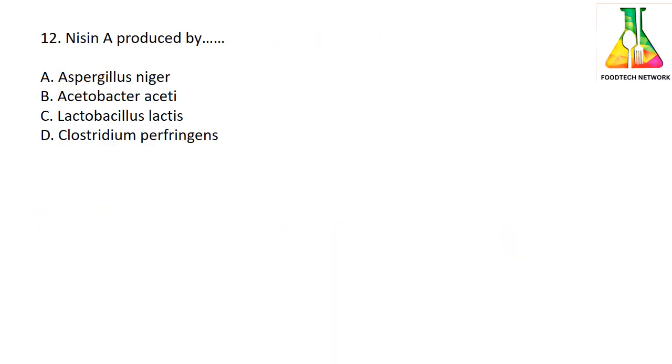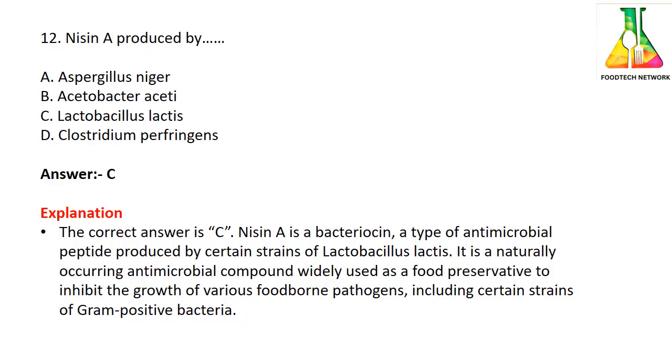Nisin is produced by dash. Option A Aspergillus niger, option B Acetobacter aceti, option C Lactobacillus lactis, and option D Clostridium perfringens. C, that is Lactobacillus lactis. Nisin is a bacteriocin, a type of antimicrobial peptide produced by a certain strain of Lactobacillus lactis, and it is also a naturally occurring antimicrobial compound widely used as a food preservative to inhibit the growth of various foodborne pathogens as well as strains of gram-positive bacteria.